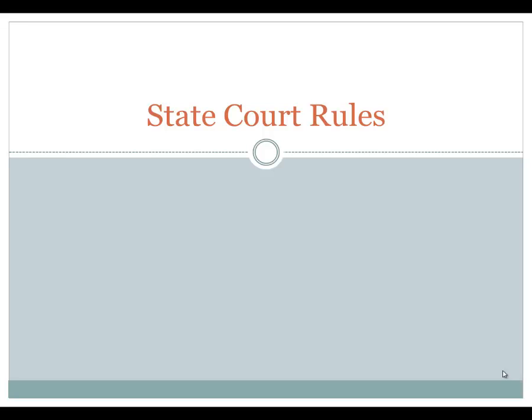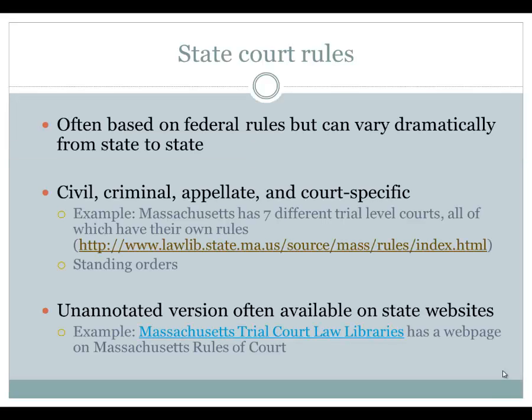This video is about state court rules. State court rules are often based on federal rules, but there are definitely differences from state to state. So what are the types of state court rules we might look for? Civil, criminal, rules of appellate procedure, and court-specific rules.